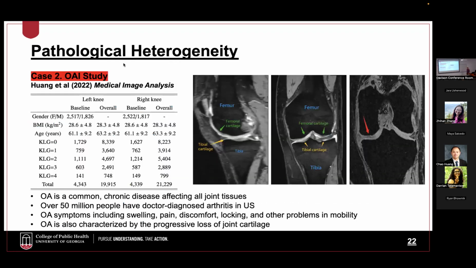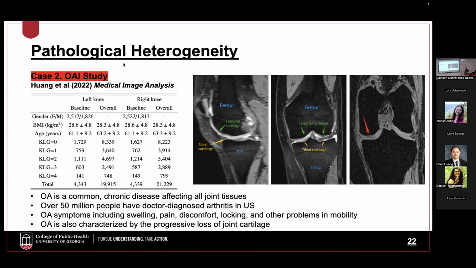And now we move to the next case study. This is related to the OAI study about the knee. So in this study, we use all the subjects from the OAI study. In total, we have around 5,000 subjects over there. And here I just give you some background. Osteoarthritis is actually a common and chronic disease affecting all these joint positions.